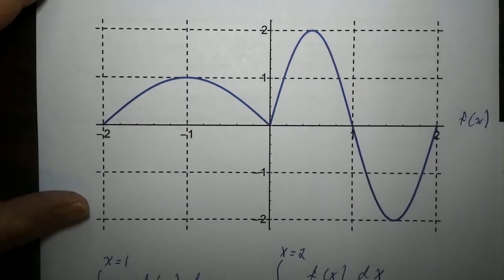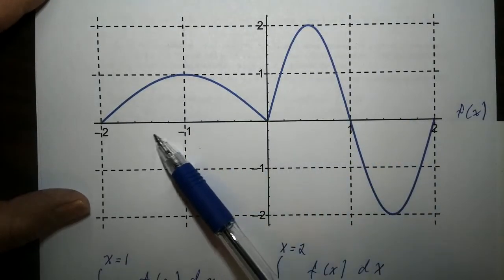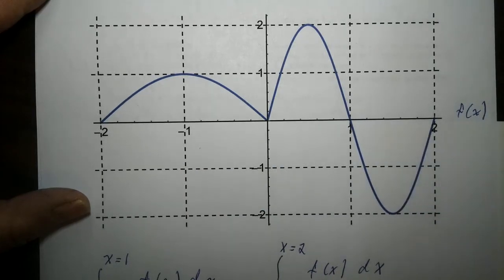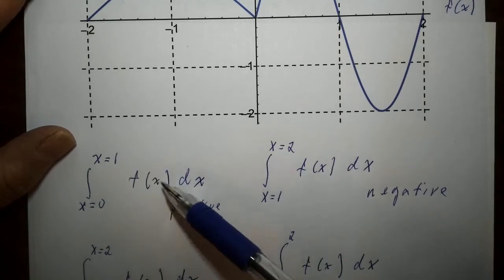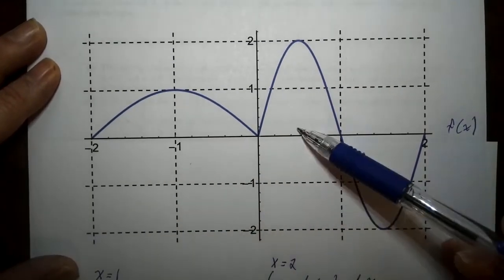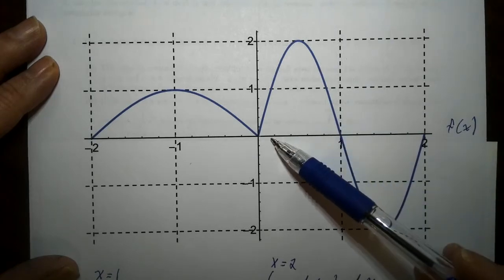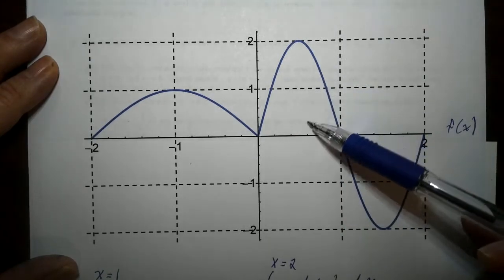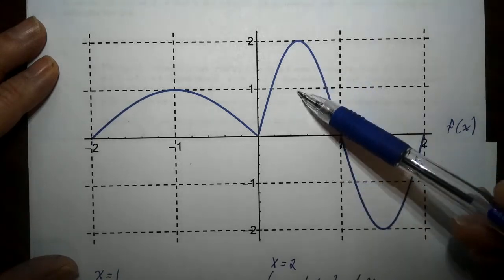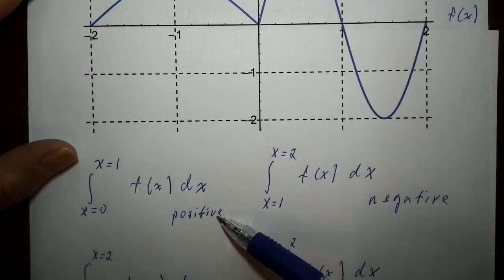Here's a simple example of a function. It looks something like this. This is minus 2, minus 1, up through 2. The integral from 0 to 1 of f of x would be the signed area bounded by the graph of the function, the x-axis, x equals 0 and x equals 1. So it's that area we're speaking of. And because the graph is above the x-axis, this signed area is positive.